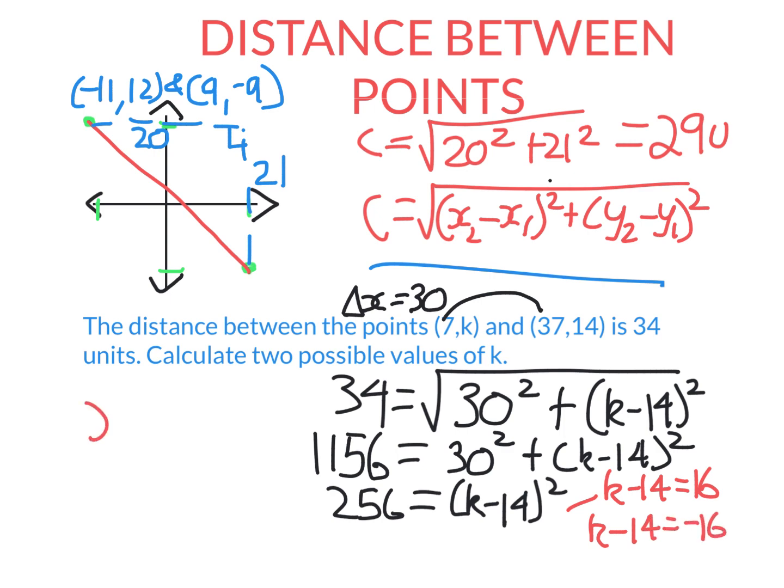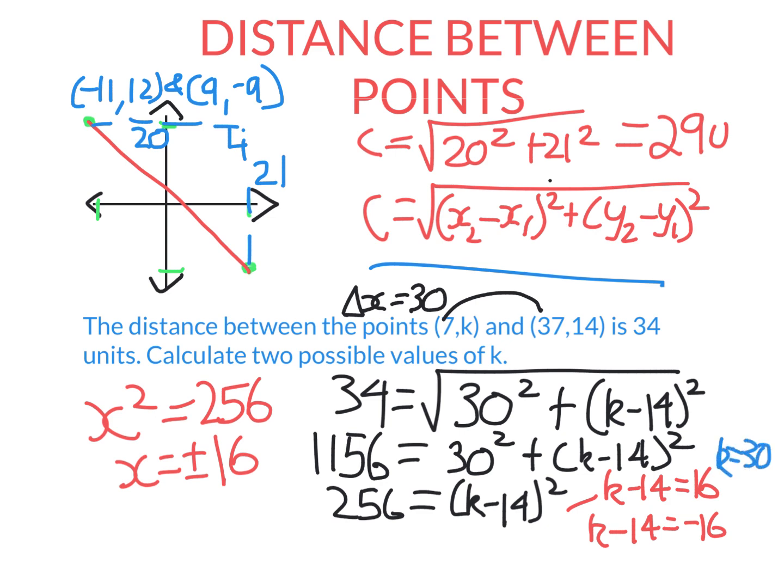See, if you have the equation x squared equals 256, there are 2 solutions. X can be positive or negative 16. So we're going to get 2 values for k, as the question asked. If k minus 14 equals 16, you just add 14 to both sides and get k equals 30. On the other hand, if k minus 14 is negative 16, again, we add 14 to both sides. This time we get negative 2. So they are the 2 possible values of k.